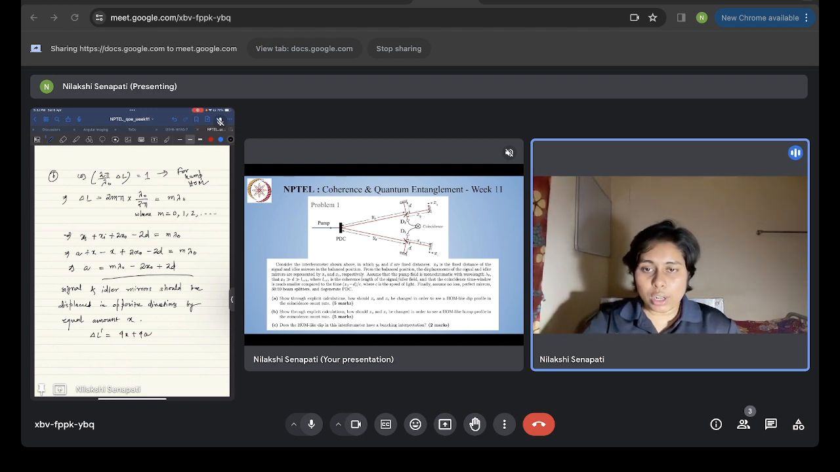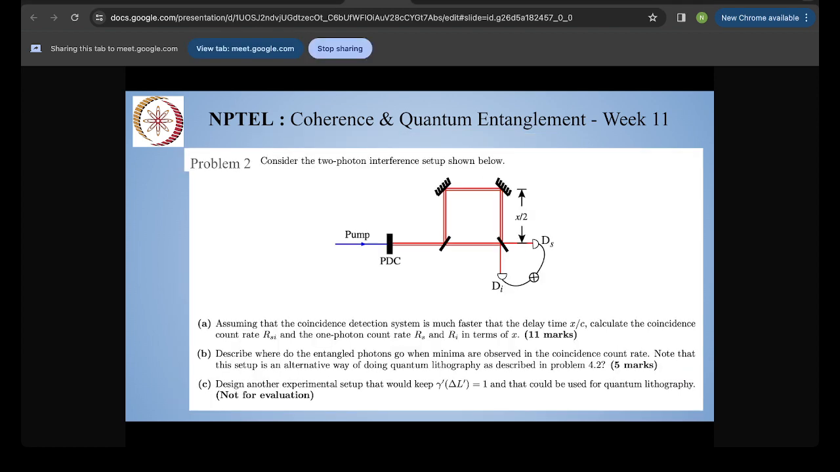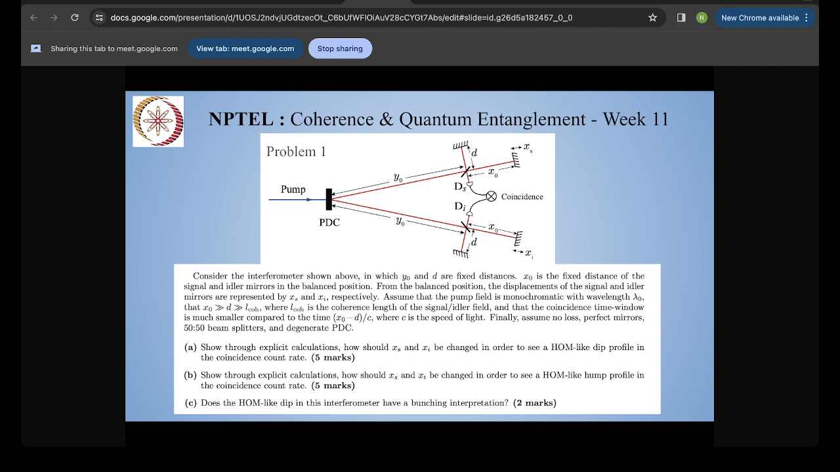Since the two entangled photons in this setup never come together, there can be no bunching interpretation in the case of question C. What is question C? I have already gone through it, and I have given you enough time to read it, but let me go through the question once. It says: does the fundamental dip in this interferometer have a bunching interpretation? Since the two entangled photons in this setup never come together, there can be no bunching interpretation of this fundamental profile. Okay, so this is problem one.